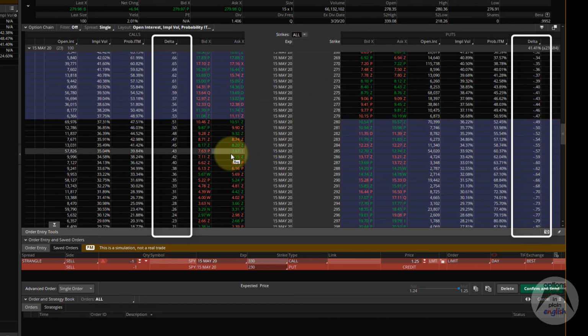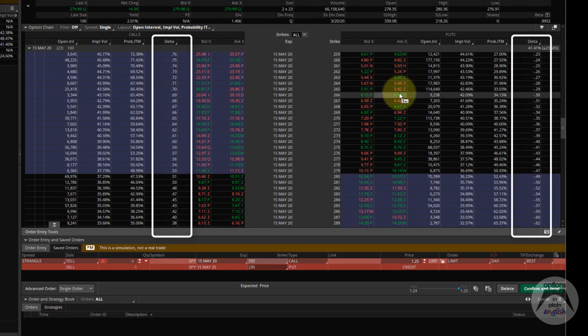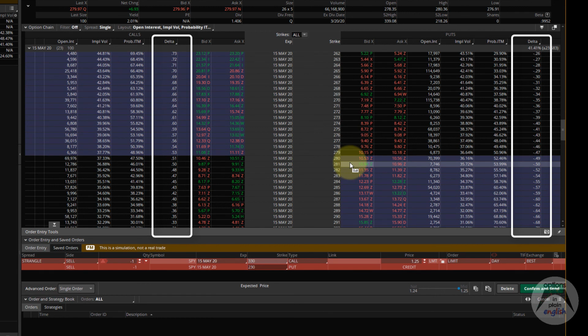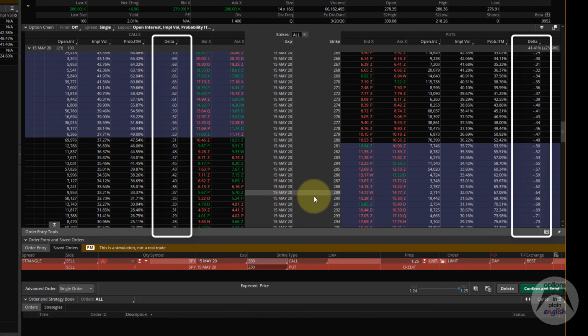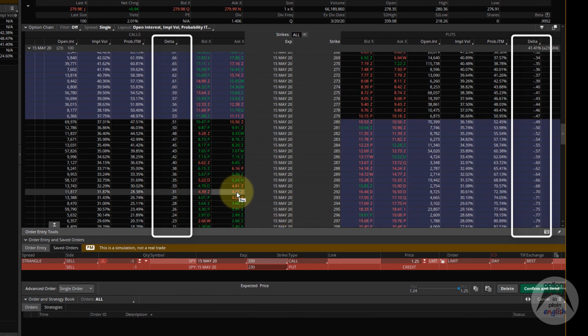And look for the same 30 delta in the calls. There is no 30 delta, but the 31 or 29, either one is fine. So let's pick the 31. So 292. So the 292, 266 would be a delta neutral strangle. Don't worry about the 266 being $14 away from the at the money, and the 292 being only $12 away from the at the money.